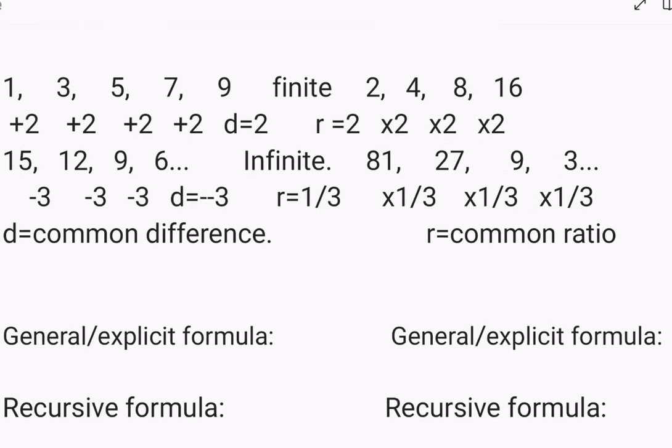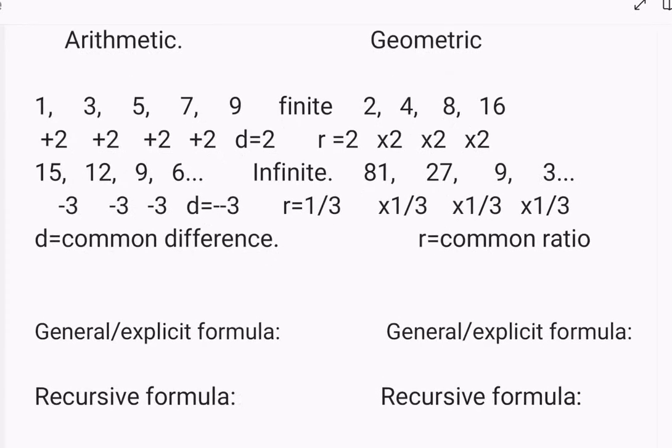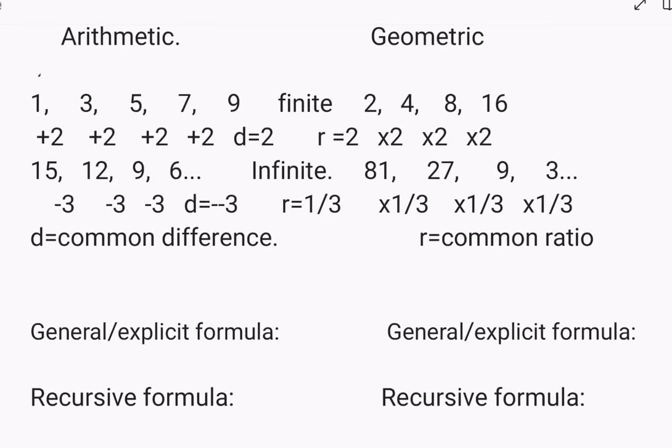For example, in the arithmetic sequence, we have a sub 1 is 1, a sub 2 is 3, and so on. In the geometric sequence as well, we have a sub 1 is 2, a sub 2 is 4, and so on. The top two, the arithmetic and the geometric, have a beginning and an end. These are called finite sequences.